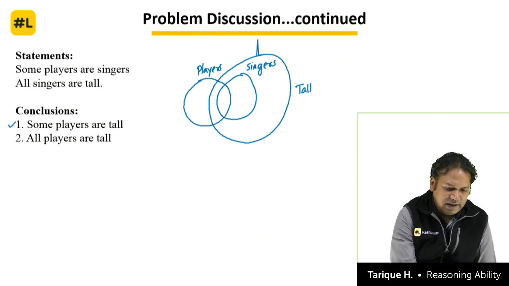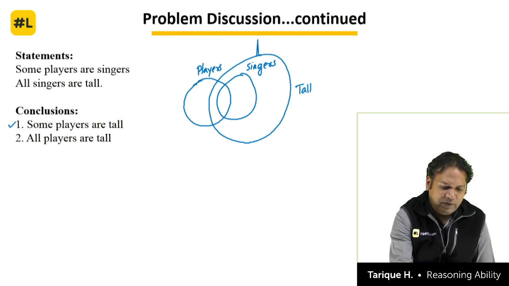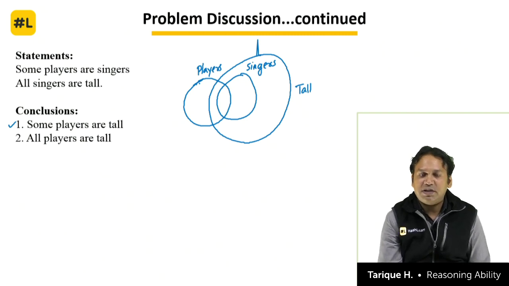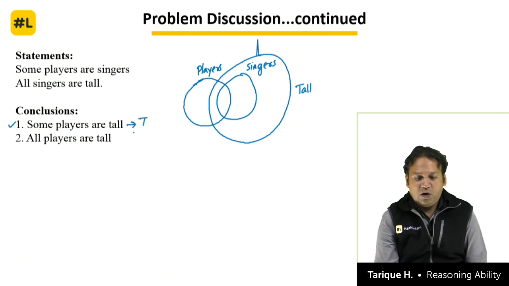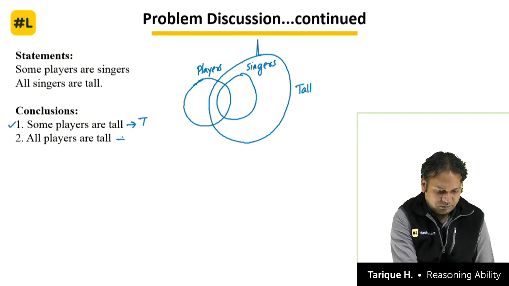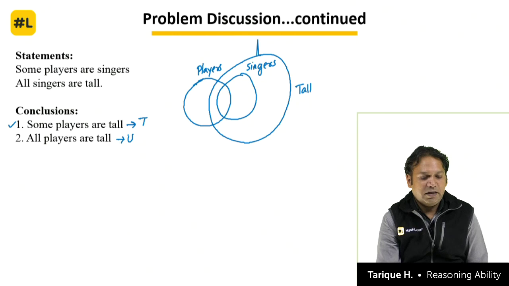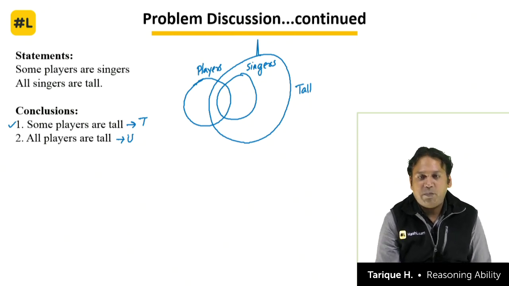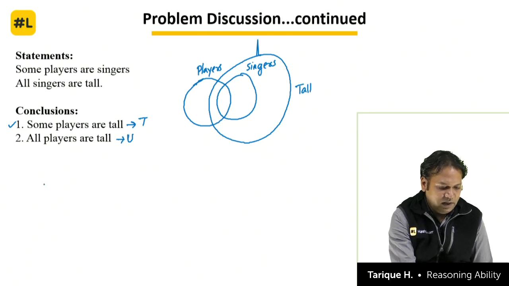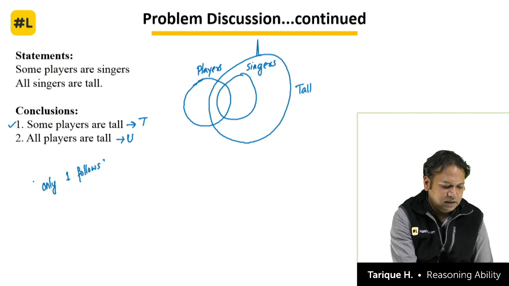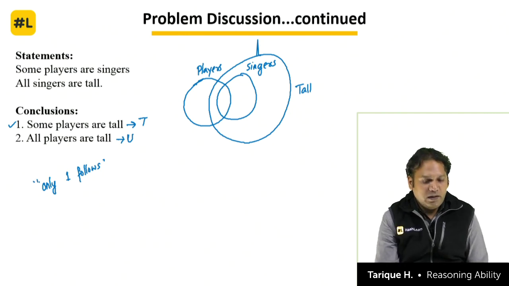So first conclusion, some players are tall. Very clearly we can see that the player circle is overlapping with the tall circle. So some players are tall is true. All players are tall, uncertain. Clear? We don't know, it is possible. All players can also be tall, but we don't know, so we will say uncertain. So answer will be only one follows. A single uncertain can never be the answer. So the answer in this case will be only one follows.